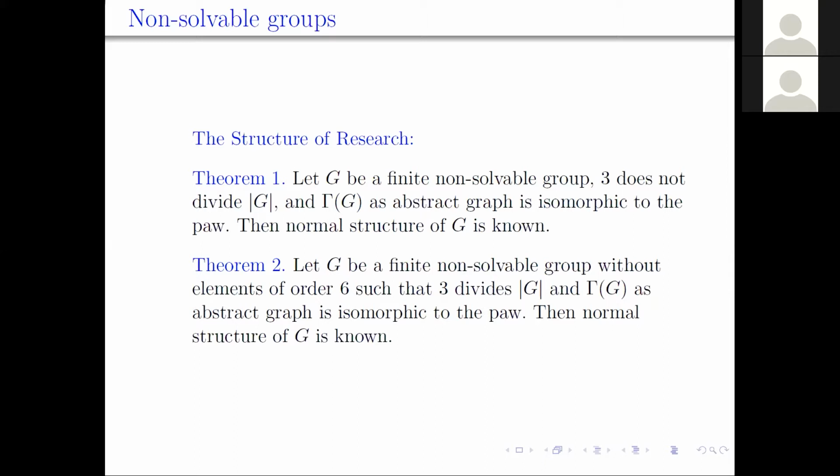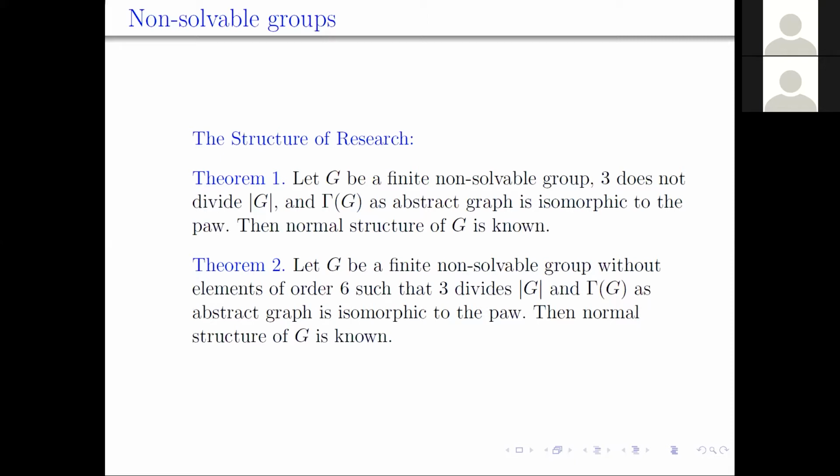Let G be a finite non-solvable group without elements of order 6 such that 3 divides the order of G, and Gamma of G as an abstract graph is isomorphic to the PO. Then the normal structure of G is known.